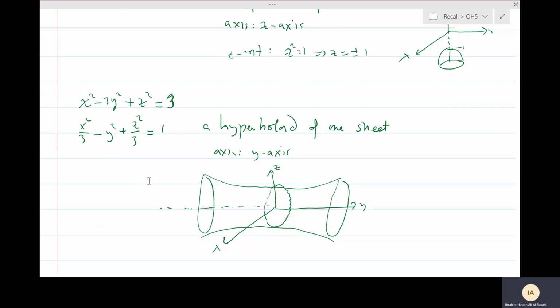Check the notes. You have more examples there. And this is the completion of section 12.6. If you have any question about it, please come to the office hour and ask about them.